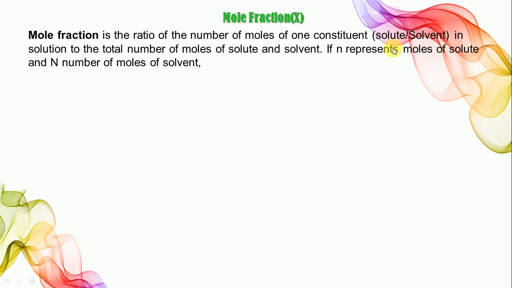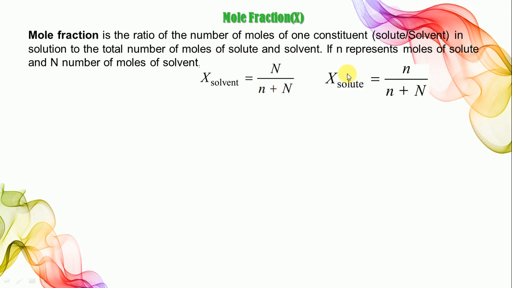If small n represents the moles of solute and capital N indicates the moles of solvent, then the mole fraction of solvent, X subscript solvent, is equal to capital N divided by small n plus capital N. That means if we want to calculate the mole fraction of solvent, then we have to divide the mole of solvent by the sum of mole of solute and mole of solvent.